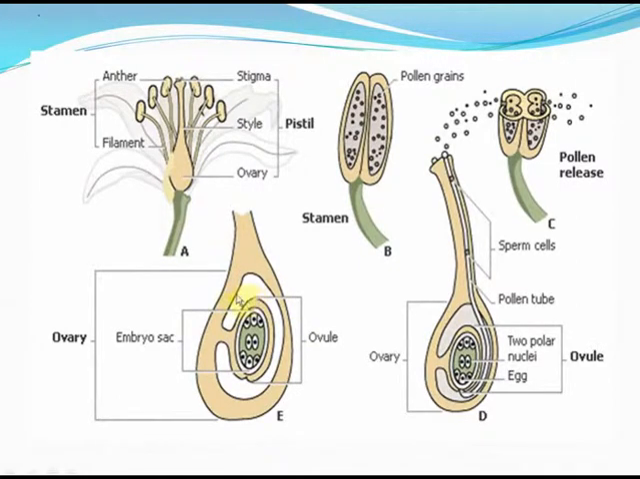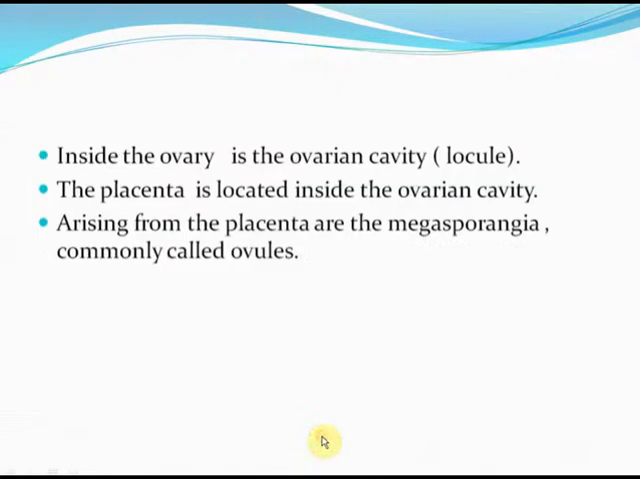Here, more differentiated, is the stamen with the anther and the filament, and this part is the stigma, style, and ovary, which together form the pistil. This is the stamen, and as you can see, the pollen grains are inside it. The pollen is released. This is the ovule with two pollen nuclei and the egg. This is the pollen tube and these are the sperm cells. Finally, the ovary contains the embryo sac and this part is the ovule.